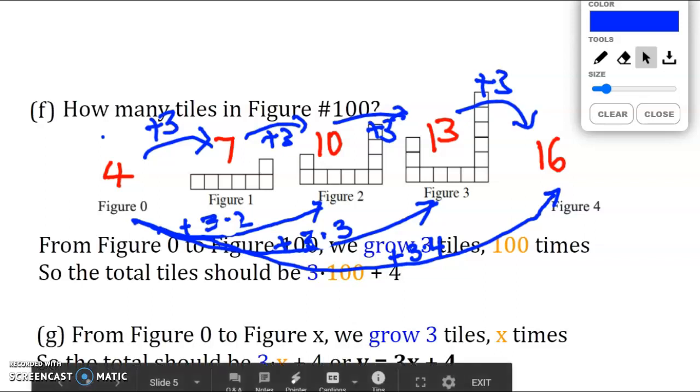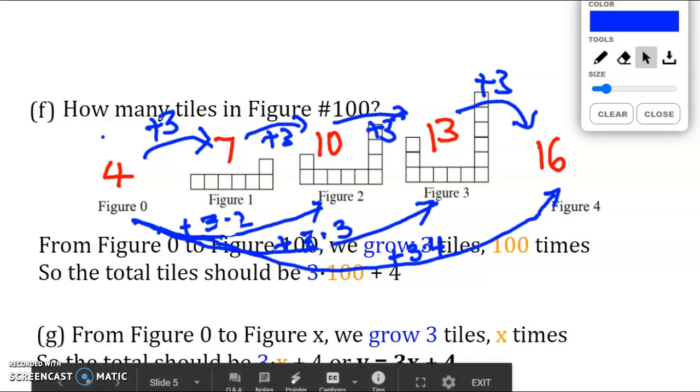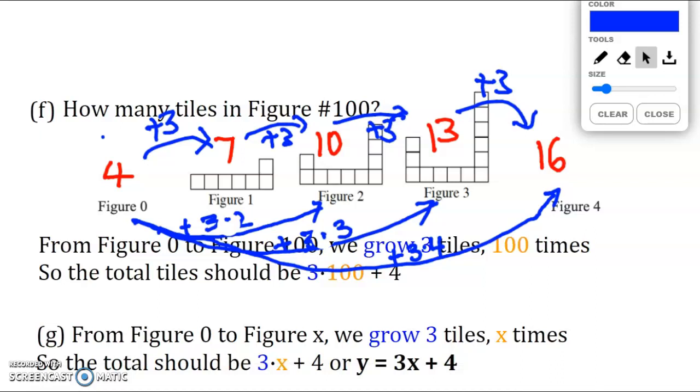Now we extend it to any figure. If we grow 3 tiles, this x replaces the 100. So instead of knowing how many times, we can replace it with x, and 3 tiles are growing x times. Therefore, the expression is 3 times x, plus we still need to add the figure 0 number. So the expression becomes 3x plus 4, and with the output y, the equation is y equals 3x plus 4.